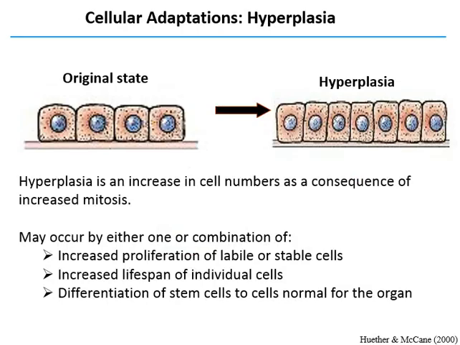A third form of cellular adaptation is hyperplasia. It refers to increased numbers of cells as a consequence of increased cellular division. And that's what we've got represented in this image here. Here we have the original state of the tissue, and then when the tissue exhibits hyperplasia, we can see there's an increase in the numbers of cells present due to increased cellular division.